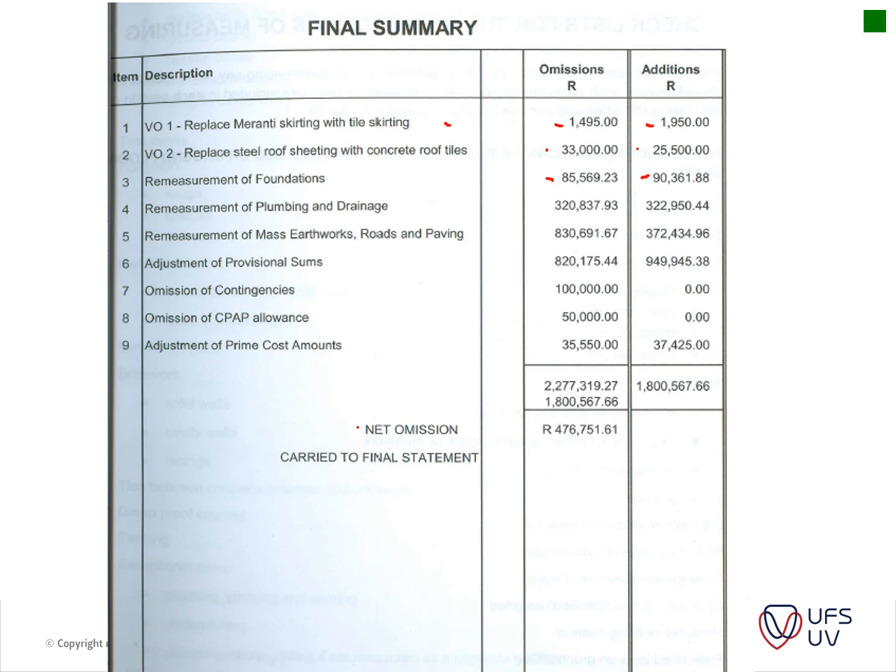Then you've got the remeasurement of the plumbing and drainage. 320,000 was allowed, and the actual amount measured was 322,000. Okay, and then this is added up, and the difference is shown here, and then you get the actual omission that was carried forward to the final summary that we just showed in the previous slide. Okay, so it's very straightforward, just your summary of additions and omissions. Just note all of these items are VAT exclusive. That's why VAT is subtracted and then added later on.